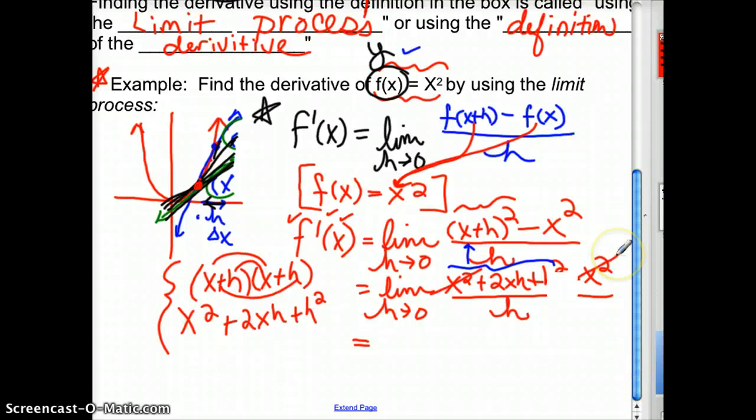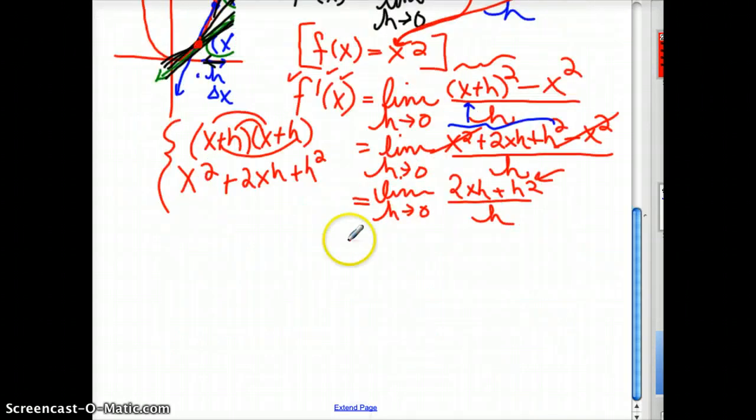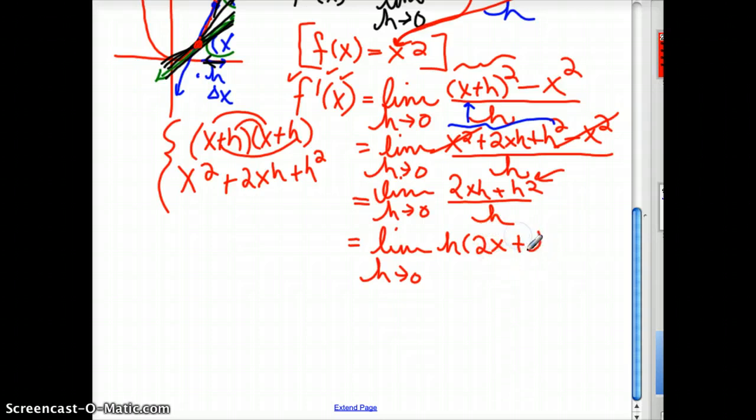Right now, x squareds go. So I have my limit as h approaches 0 of 2xh plus h squared all over h. And you can see on the top here now I can factor out an h, which I'm going to do right now. So I've got my limit as h is approaching 0. I'm going to factor out an h, which is going to leave me 2x plus h all over h.